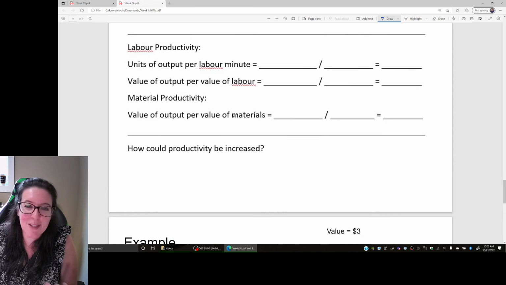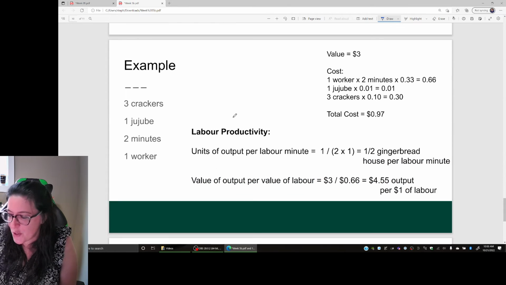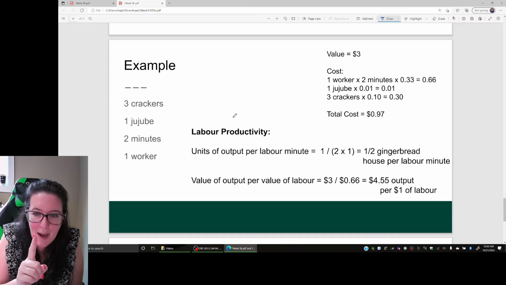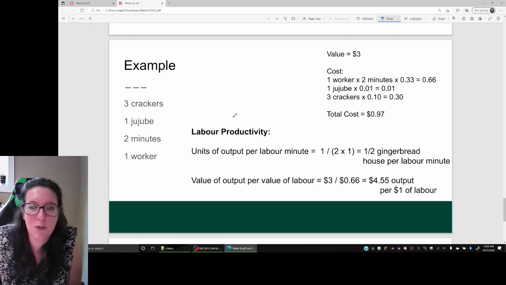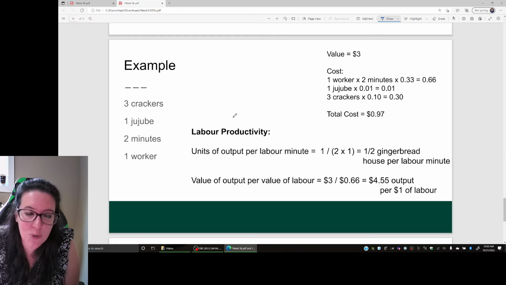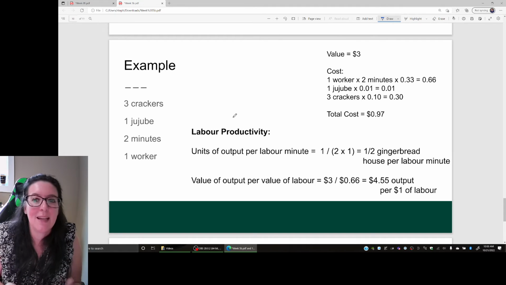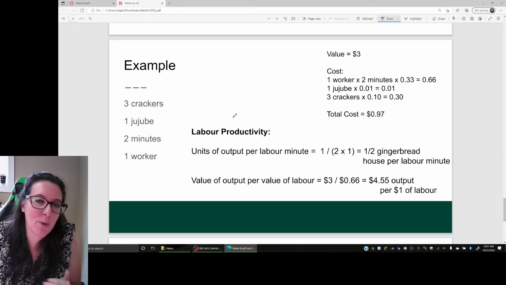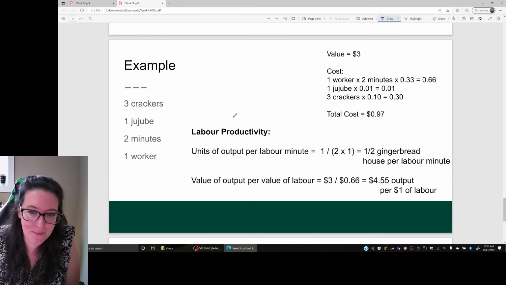All right, so we need to do some calculations here. So we could calculate labor productivity, units of output per labor minute. So I made 1 gingerbread house. It took me, 1 person, 2 minutes. So I am able to make half of a gingerbread house per labor minute. Is that good? Is that bad? Well, that depends on the other methods of production and if they're able to get more gingerbread houses per labor minute.